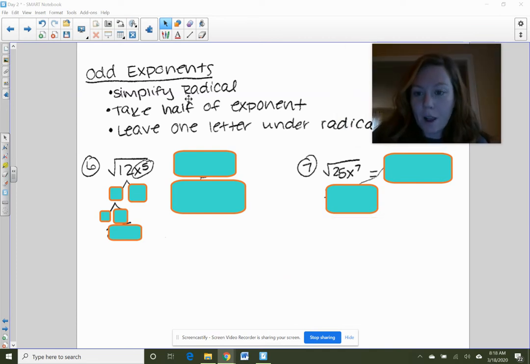So we're going to simplify the radical again. We're going to take half of the exponent. Then, since it's odd, we're going to leave one letter or one variable underneath the radical, no matter what. No matter what odd number it is, it's always going to be left over.